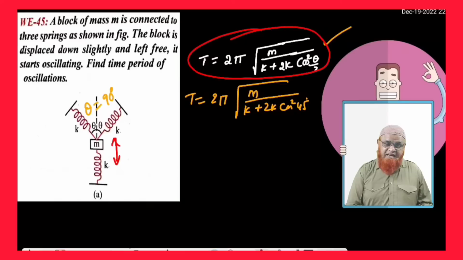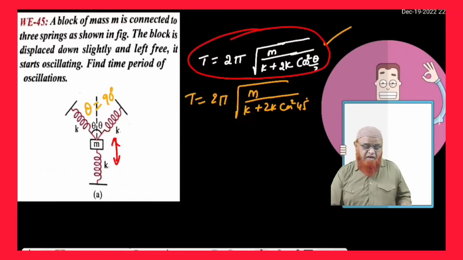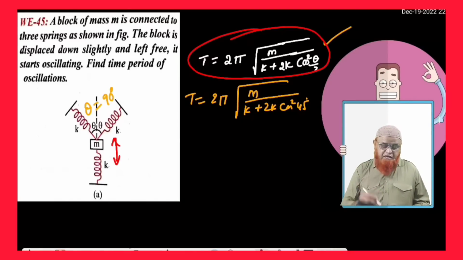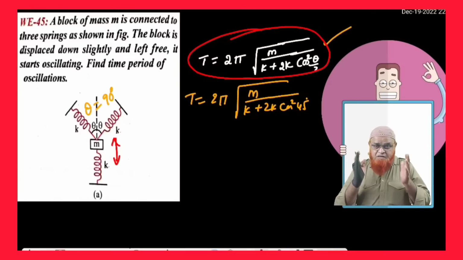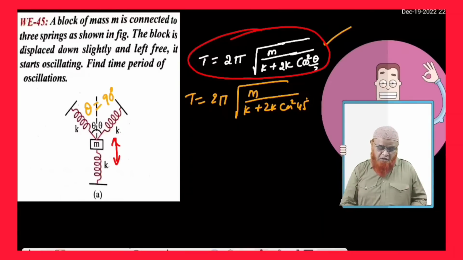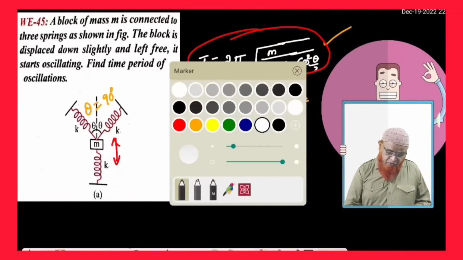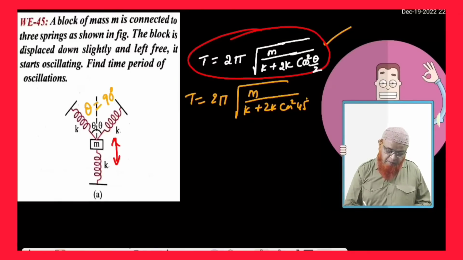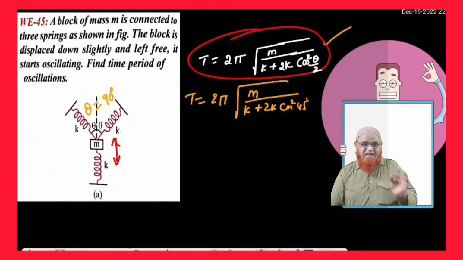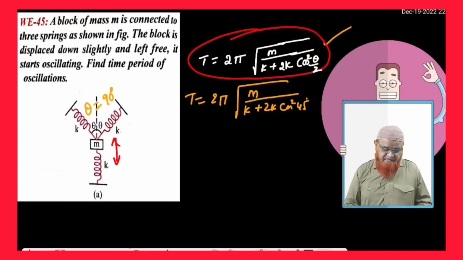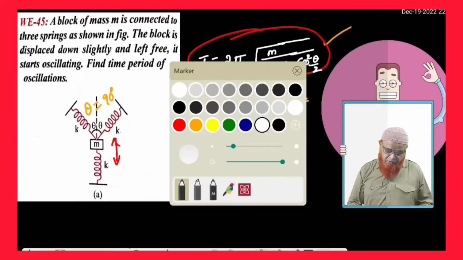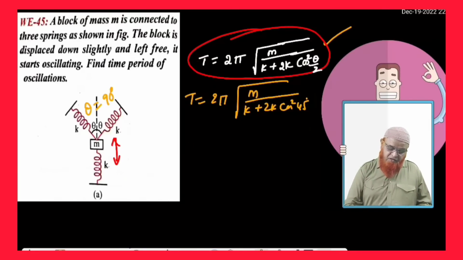So if theta is 90 degrees, a shortcut formula is given here: T = 2 pi square root of m by (k plus 2k cos square theta by 2). So this is cos square theta by 2 here. Then you can just take the value of theta as 90 degrees and substitute: cos square theta by 2, that is 90 by 2, which is cos square 45. Let us see what we are going to get by taking this concept.